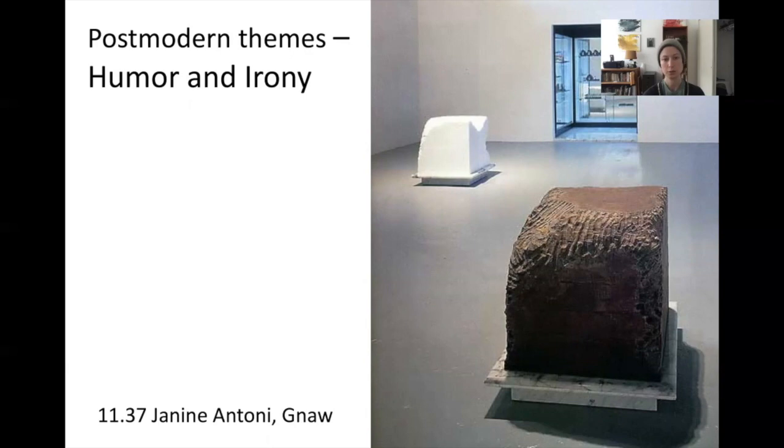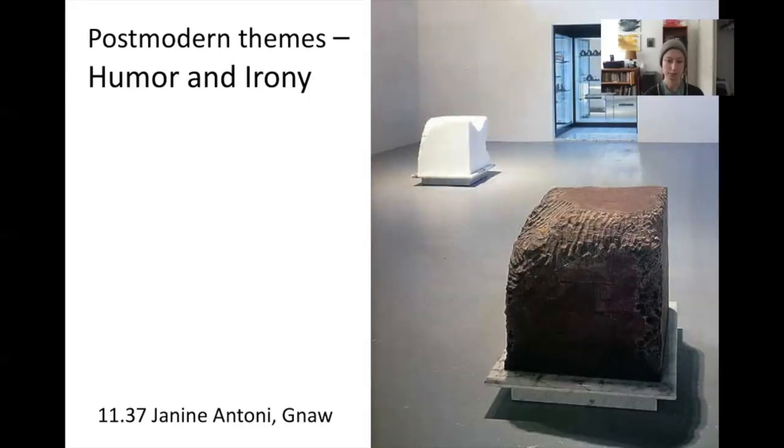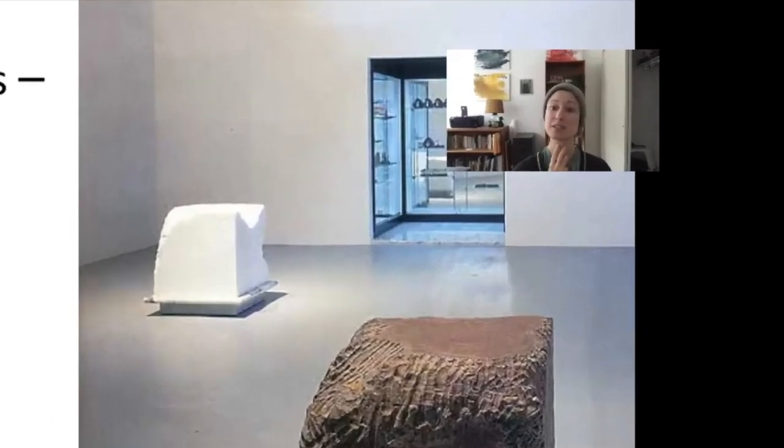In Janine Antoni's piece, Gnaw, the artist sculpted giant blocks of chocolate and lard by chewing on them with her own teeth. She then spit out what she chewed and melted the remnants down to create 2 boxes of chocolates and tubes of lipstick, 2 items associated with romance. But once you start thinking about how they were made, it's pretty disgusting.